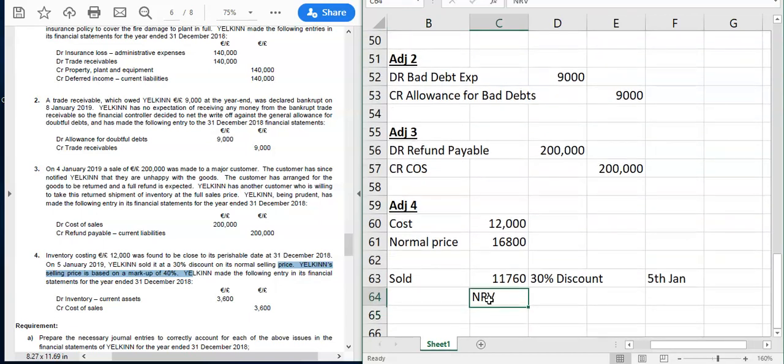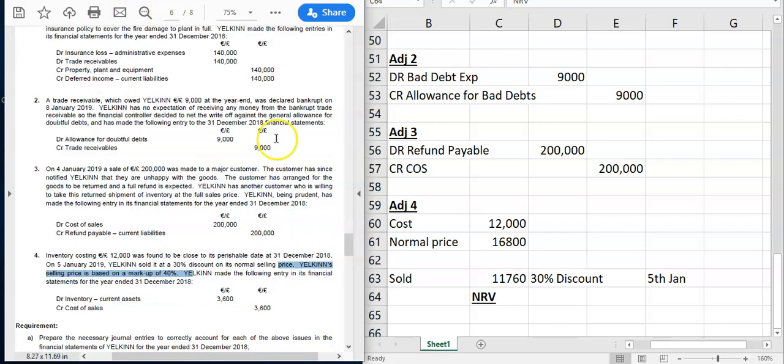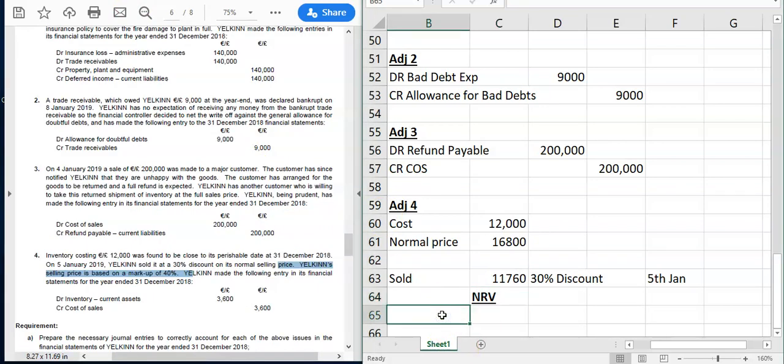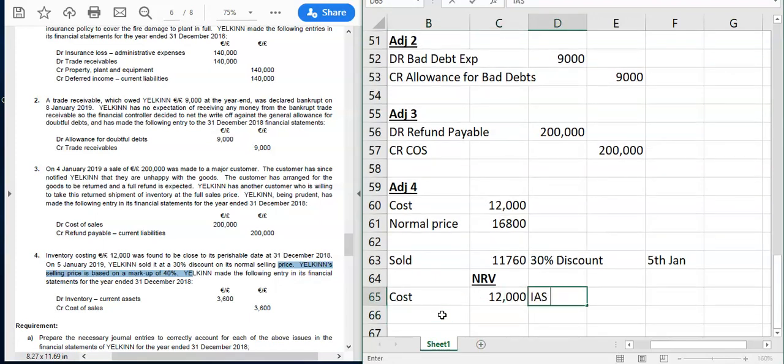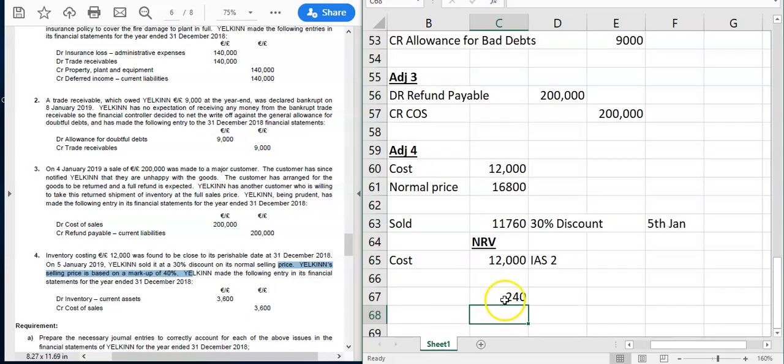That's our NRV. So under IAS 10, if you sell inventory just after the year end, that can be an indicator of the net realisable value at the end of the year. And we know here that it is an adjusting event under IAS 10. So your net realisable value is 11,760. We know our cost was 12,000. So under IAS 2, and again I'd write these down for the examiner to show them I know the technical guidance, that means there's going to be a write down of 240. My cost is too big and it should be at the lower of cost and NRV. So I have to bring it down to 11,760.